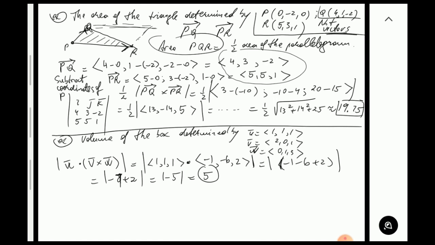By the way, let's do it the other way around. Another advantage of the matrix notation. Let's say I want to do it in this order: w dot v cross u.